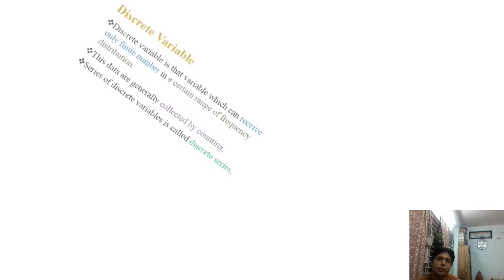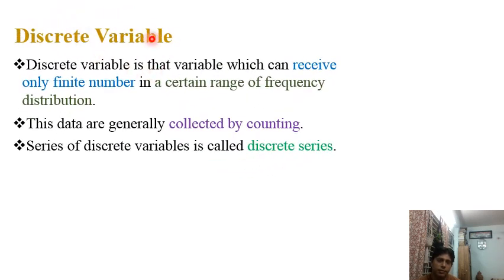So what is a discrete variable? A discrete variable is a variable which can receive only finite numbers in a certain range of a frequency distribution. So a discrete variable can receive only a finite number or digit, not a fraction. And this type of data is collected by counting, not measuring.